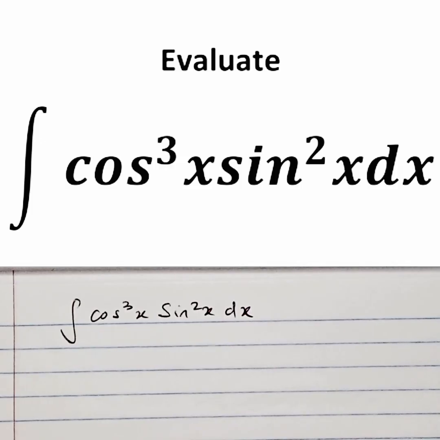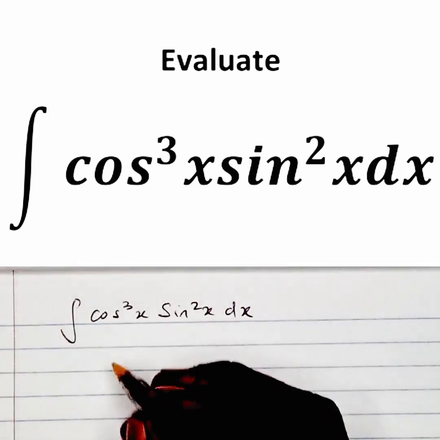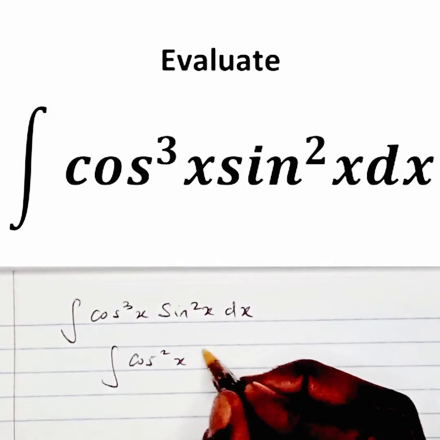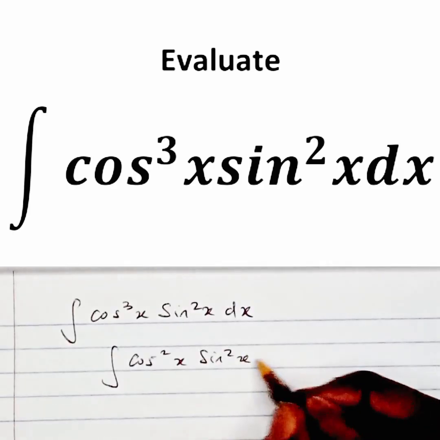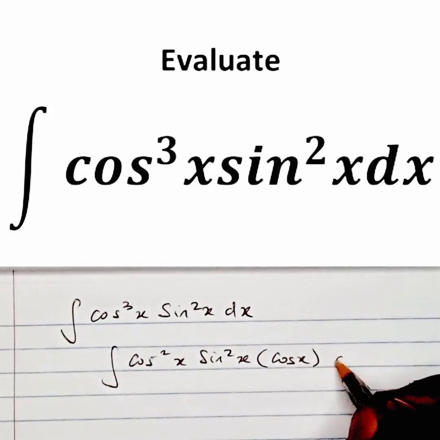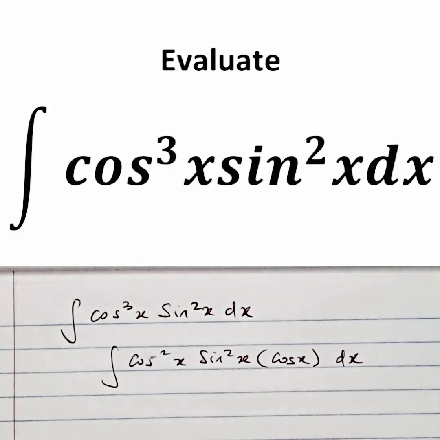Today we are integrating trigonometric functions. Okay, now with this problem that we have at hand, we are going to break this cos to the power of 3x like cos squared x and then I will say cos x dx, which is the same thing anyway, because cos x times cos squared x gives us cos to the power of 3x.